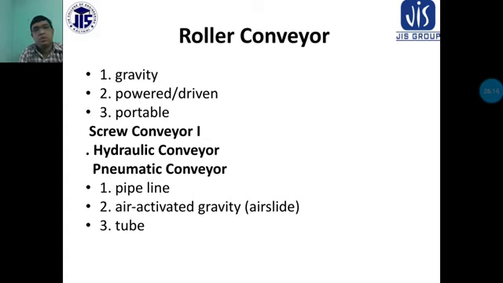these materials. Suppose a distance of 20 meters or 50 meters is considered, then you have to consider the portable roller conveyors, and again you have to transfer your materials in the proper way from one place to another place.